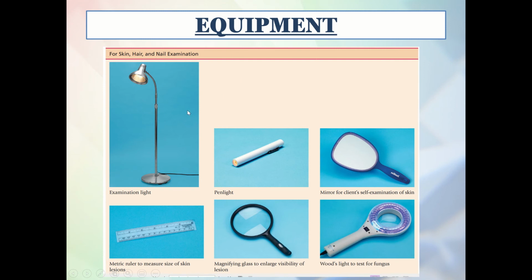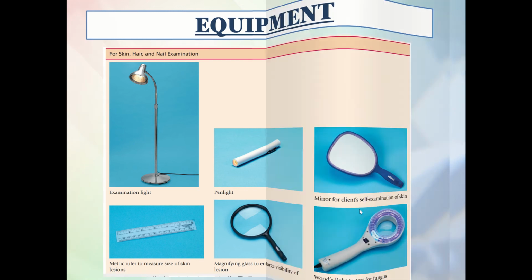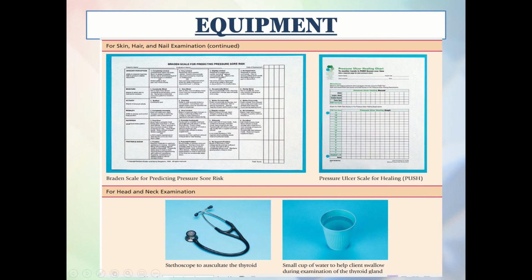For skin, hair, and nail exam, ito, different lights. You have examination light, you have the pen light, Wood's light to test fungus, you have the magnifying glass, magic ruler, mirror for client's self-exam. Then for skin, hair, and nail exam, continuation, you have the Braden scale, you have the PUSH or the pressure ulcer scale for healing. So these are just questionnaires or like a form that you have to accomplish.